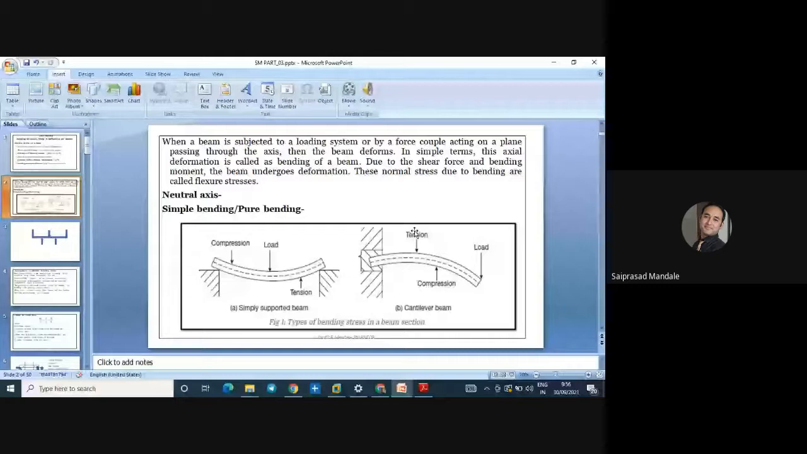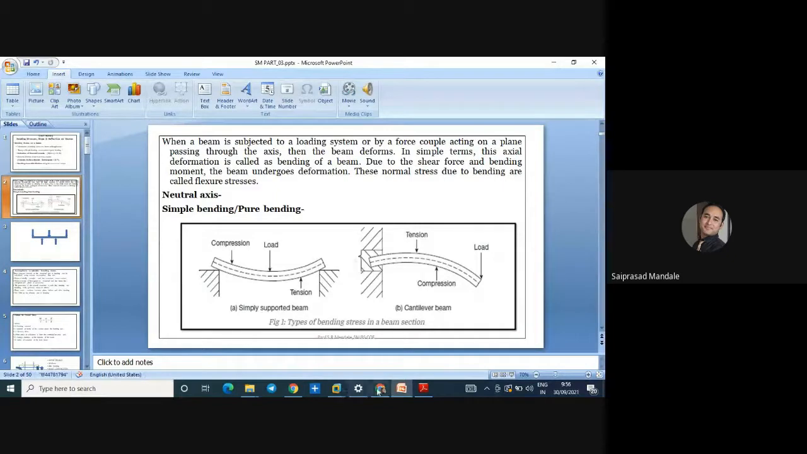And its intensity is again reduced from the extreme inner end till the neutral axis, and the compression is reduced from the extreme bottom layer to the neutral axis. The neutral axis is the axis where no kind of stress field is observed.